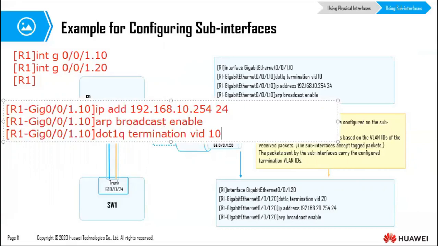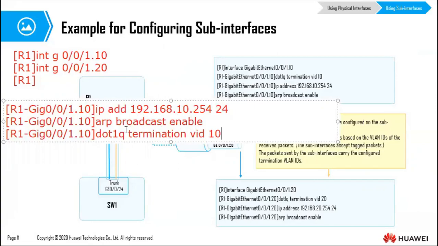So this command will do VLAN tag termination. When it receives a tagged packet, it removes the tag before processing it. When it receives an untagged packet, it tags the packet with the VLAN ID 10 before sending it out. Are you getting the point? Yeah. Receive, remove before processing. Receive, add before sending it out.